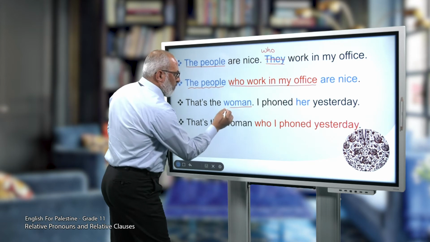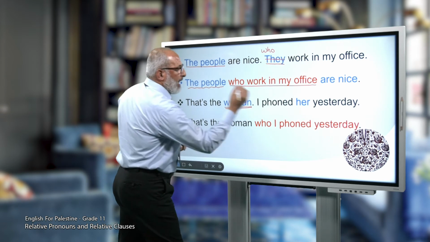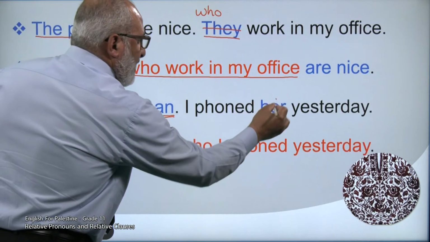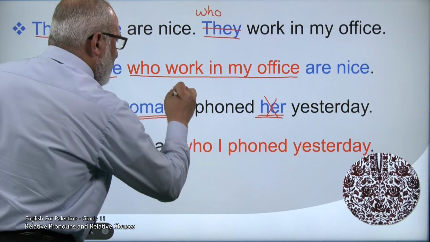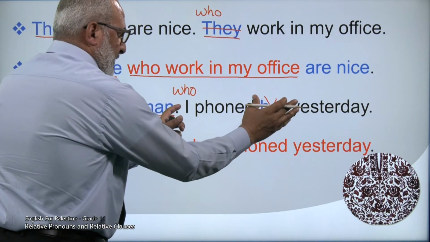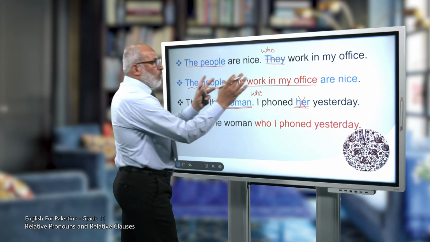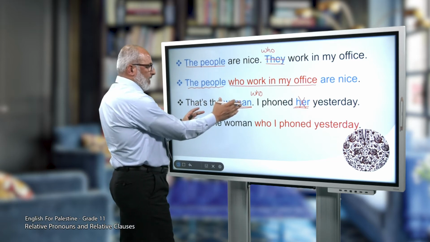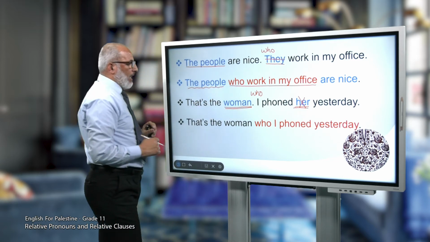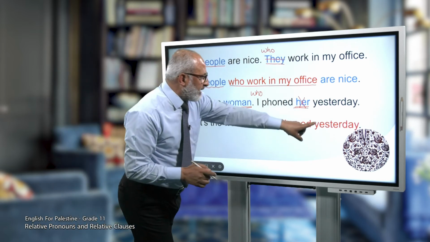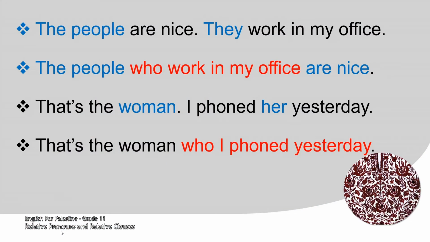The word here, woman, okay, and the pronoun here. We omit the pronoun and we put the relative pronoun at the beginning of the second clause and move it directly after the word it describes. And here, the word woman is in the first sentence. That's the woman who I found yesterday.